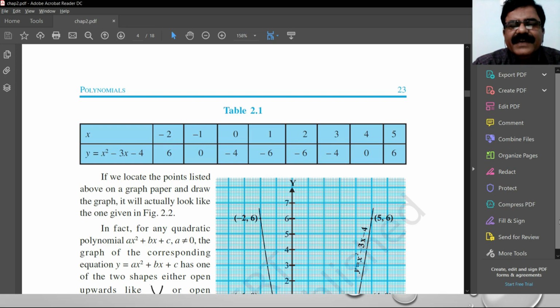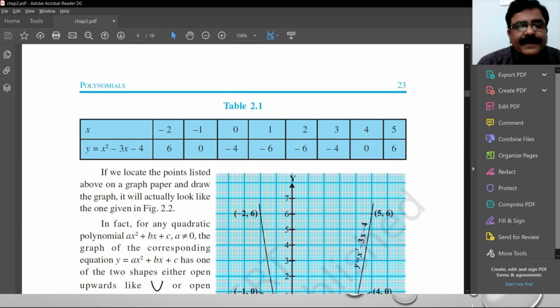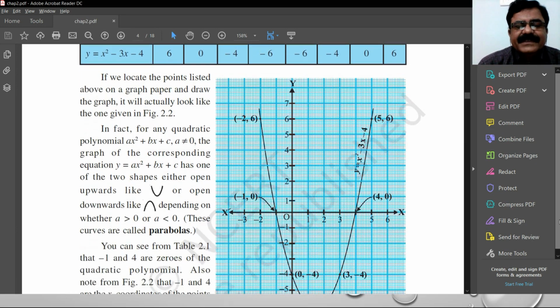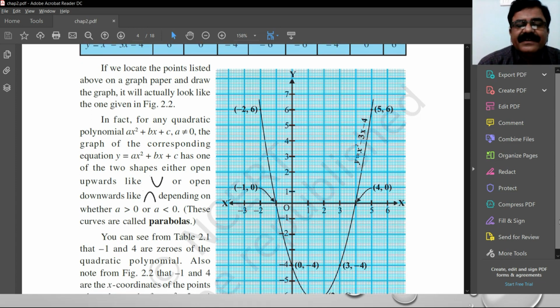For x equal to 4, y is equal to 0. And at x equal to 5, y is equal to 6. By taking these values, you can plot the graph, and you can see this graph is like this one.